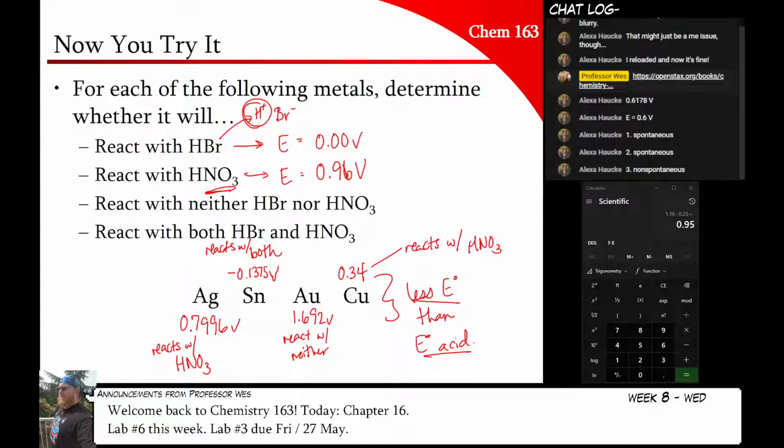In fact, interestingly, there are no metals that can react only with HBr, but not HNO3, because HBr is a lower potential. And if you react with HBr, you have to react with HNO3.